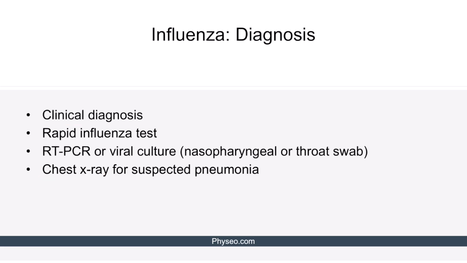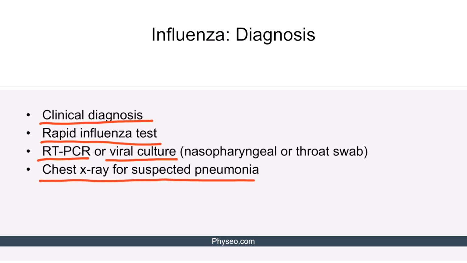Based on these clinical features, influenza is generally a clinical diagnosis. However, for confirmation, various tests can be used, including rapid influenza test, as well as more definitive tests such as reverse transcriptase PCR or viral culture by taking a nasopharyngeal or throat swab. In addition, chest X-ray is done whenever there is clinical suspicion of pneumonia.